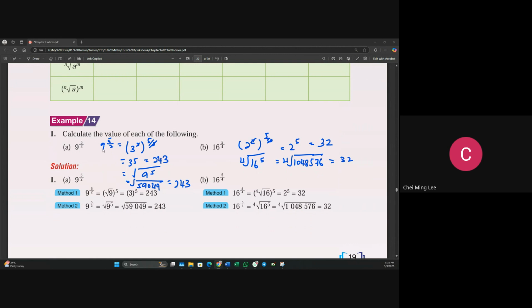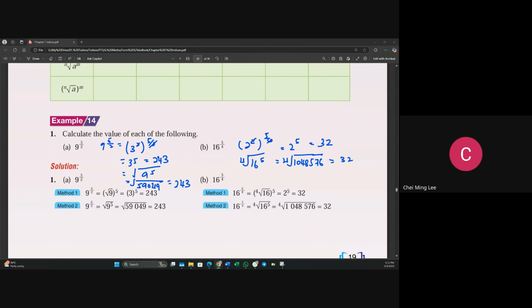Normally, according to what I do, I will always change 9 to 3 to the power of 2, and then I just simplify it, becomes 3 to the power of 5, becomes 243. Or you can use the square root, because 1 over 2 is square root: square root of 9 to the power of 5, so 9 to the power of 5 is 59049, and then you change it into 243. Normally, I will prefer you to use the top method if possible.